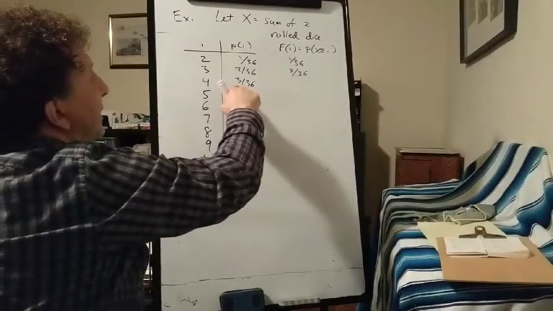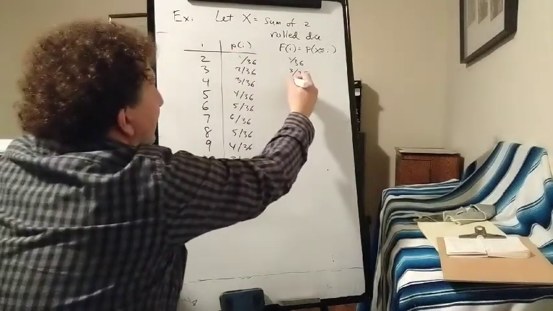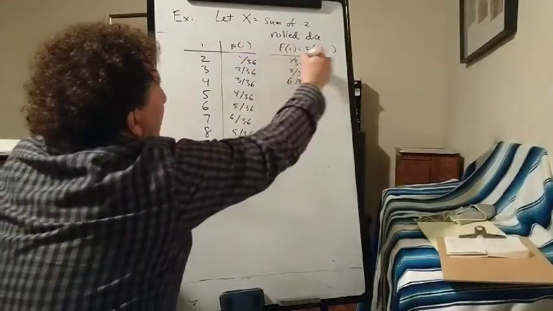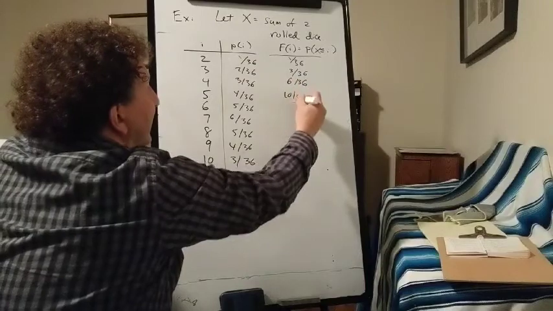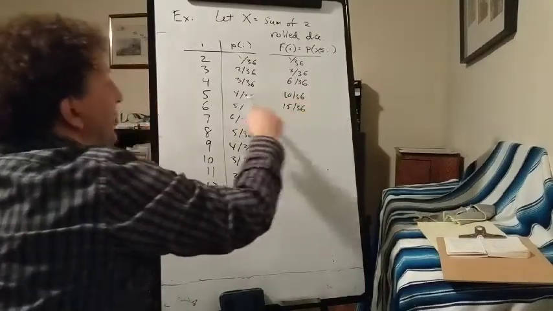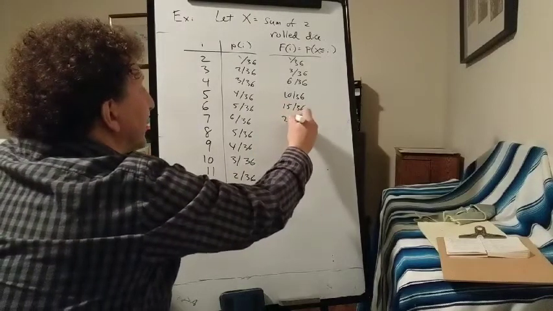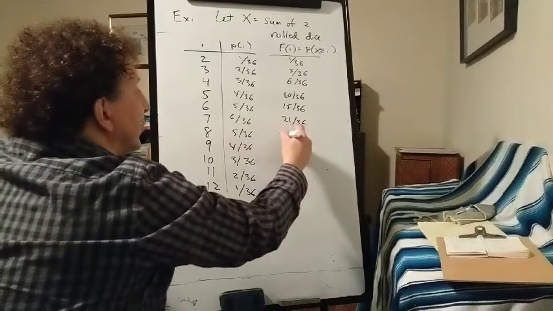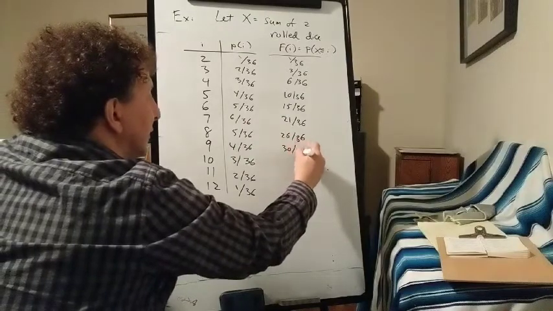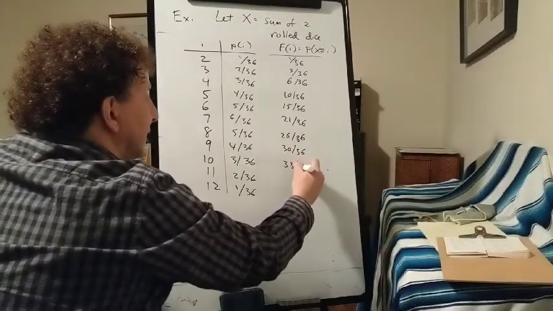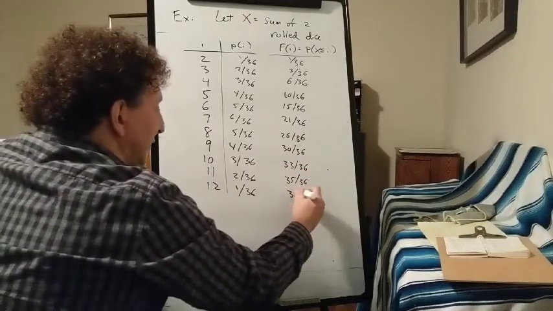And the probability that we have a sum less than or equal to 4 is the sum of all these three, so 6/36. 4 plus 3 plus 2 plus 1 is 10/36. 15/36 for the probability of being less than or equal to 6. 15 and 6 is 21. 21 and 5 is 26. 26 and 4 is 30. 30 and 3 is 33. 33 and 2 is 35. 35 and 1 is 36.